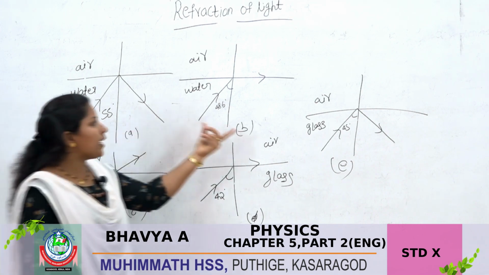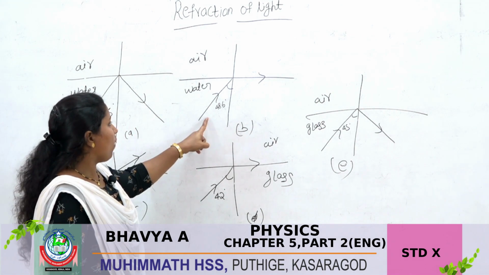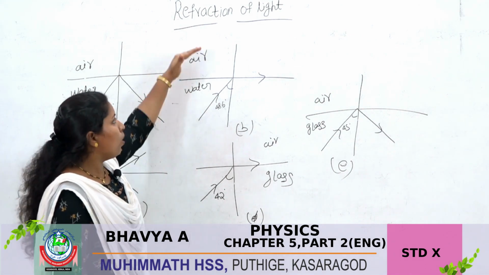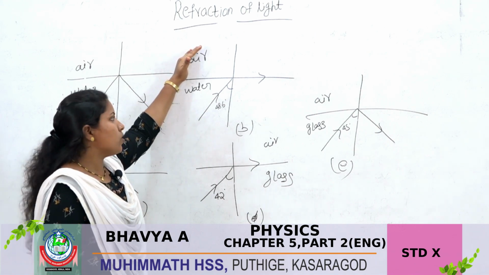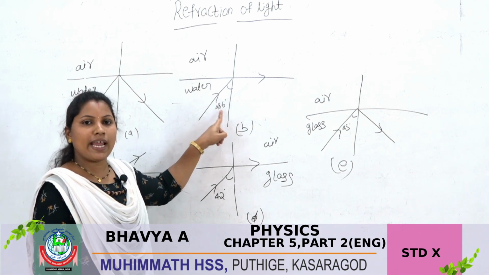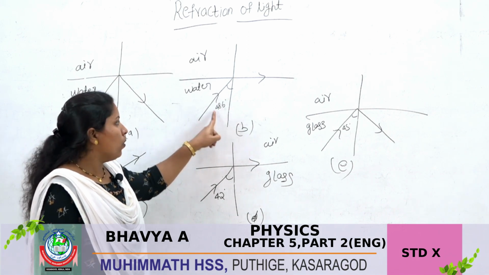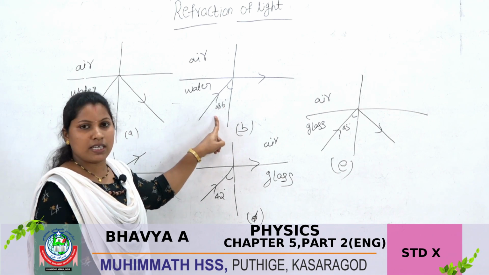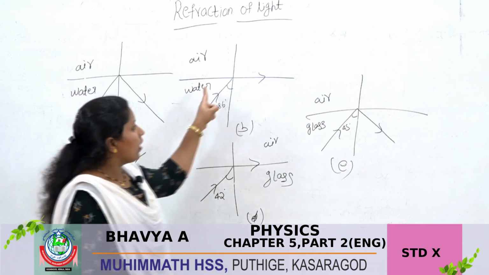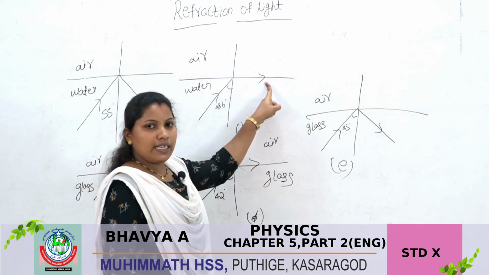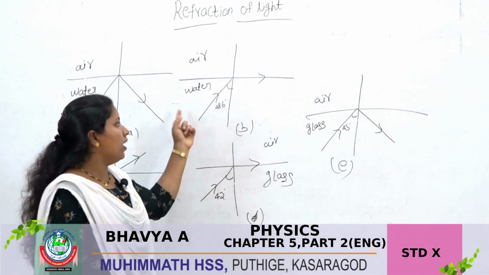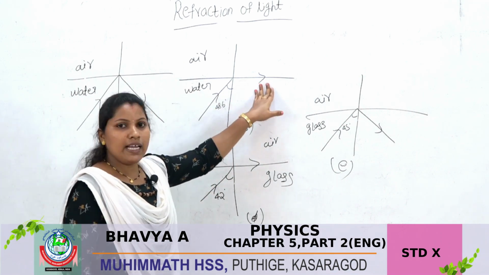In the second picture, a ray of light passes from higher optical density to lower optical density. So here what happened? The angle of incidence becomes 48.6 degrees. So 48.6 degrees is the critical angle of water. So it is refracted at 90 degrees. This is the critical angle of water.